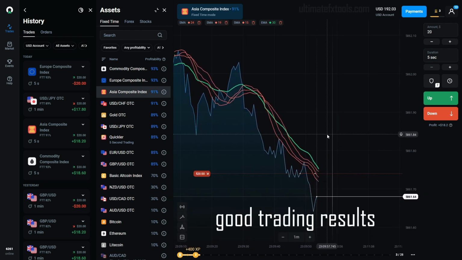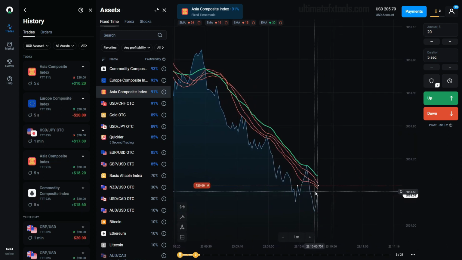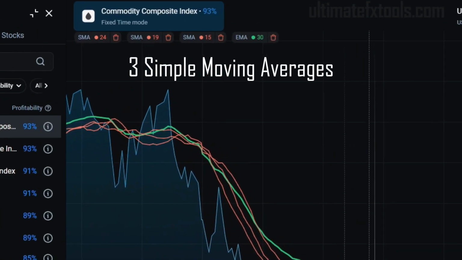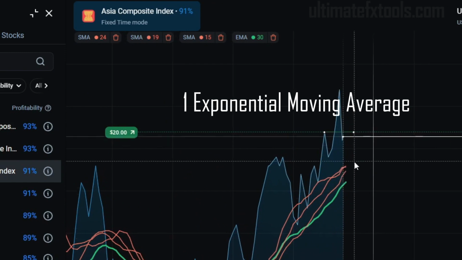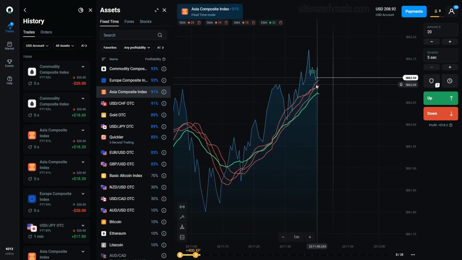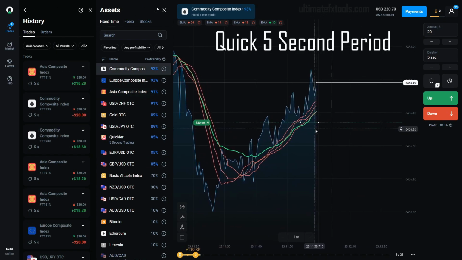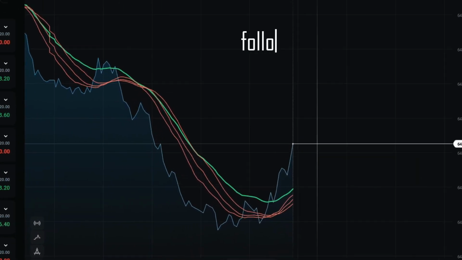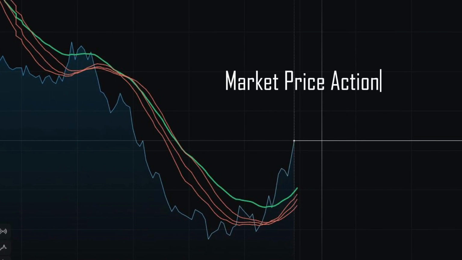I have found good trading results based on my previous trading output on a demo account. We are using only three simple moving averages and one exponential moving average. This method is best when traded in a quick 5-second period. Our method is as simple as 1, 2, 3. Just follow the trend based on the market price action of our composite index.